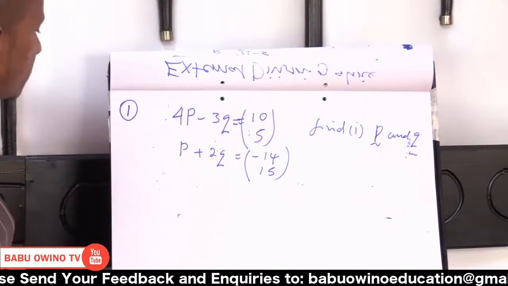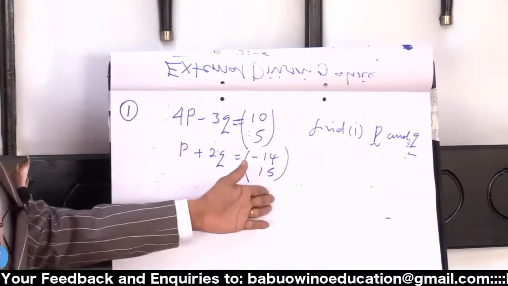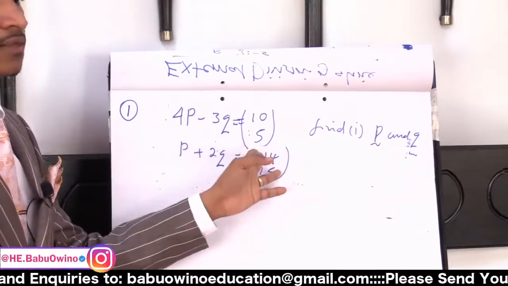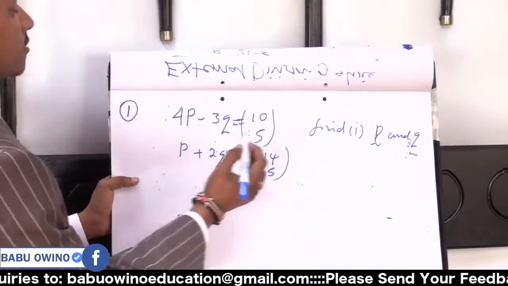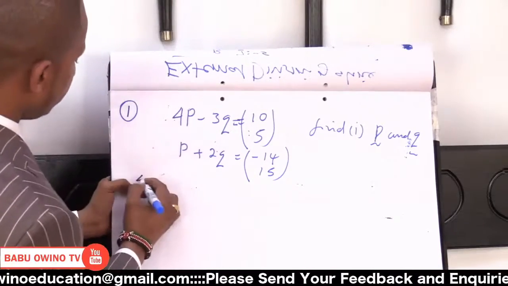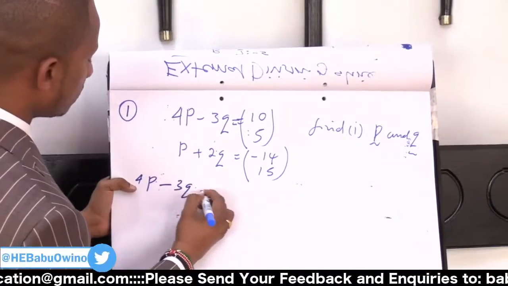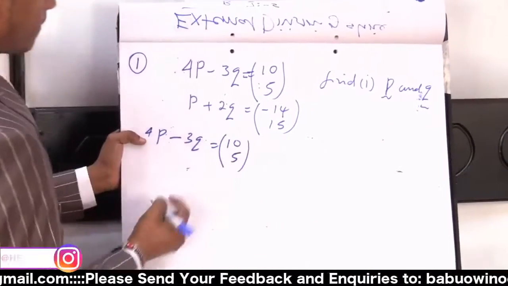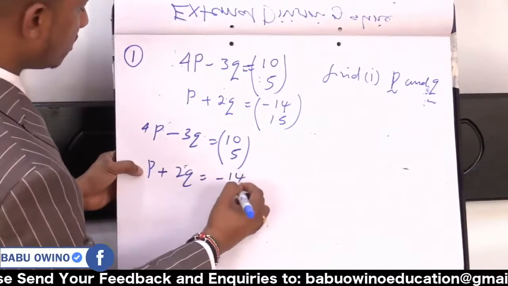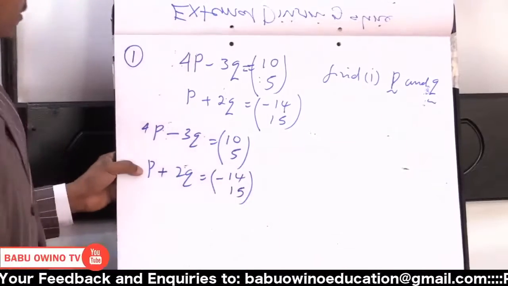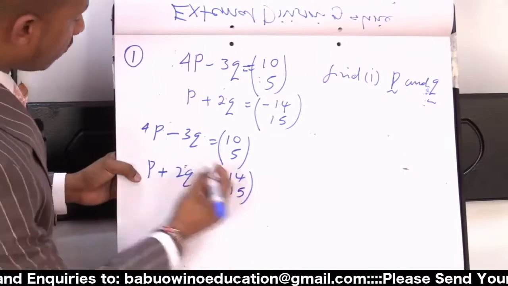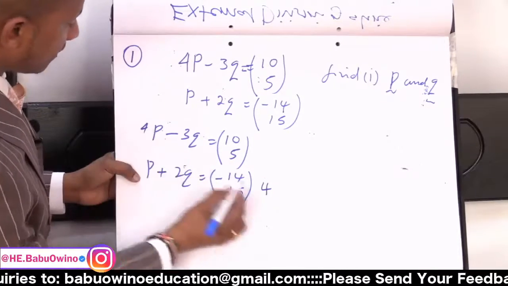When you are solving this simultaneously, do not panic about the other side, because normally you are used to only one number. Here you are given a column vector. So do not panic. Just solve by elimination method. So 4P minus 3Q equals 10, 5. Then P plus 2Q equals minus 14, 15. So by elimination method, we can decide to multiply both sides by 4.